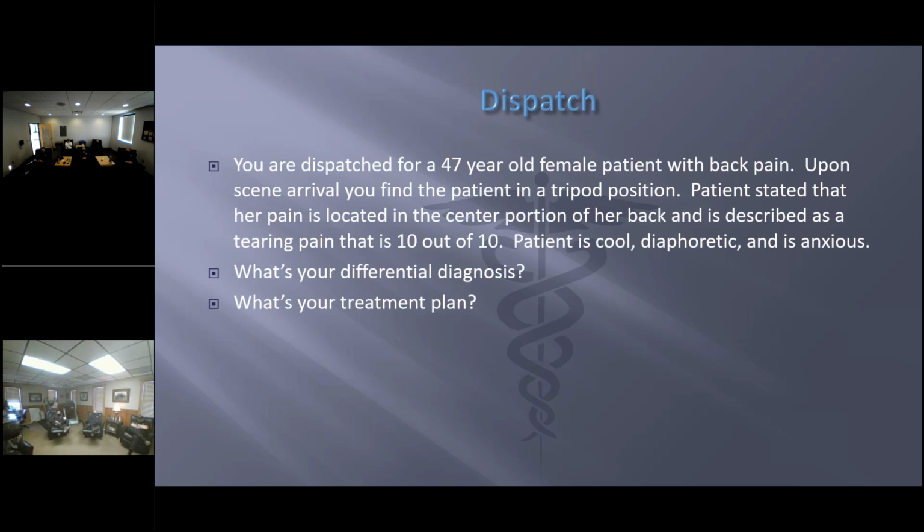Dispatch for a 47-year-old female with back pain. Upon scene arrival, you find the patient in a tripod position. Patient stated that her pain is located in the center portion of her chest, or excuse me, back. Described as a tearing pain, 10 out of 10. She's showing signs and symptoms of shock as far as pale, cool, diaphoretic skin. She's anxious, and then she has that impending doom symptom.